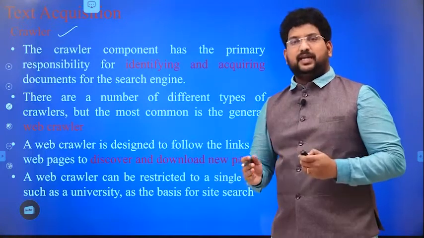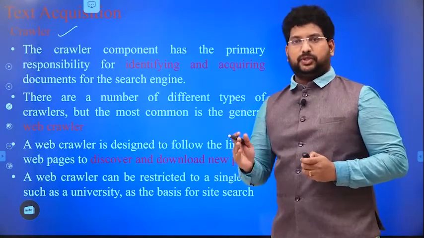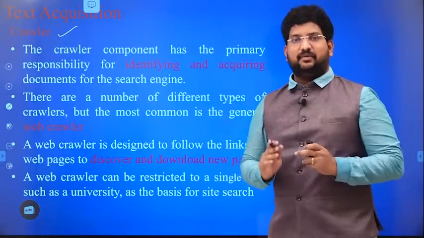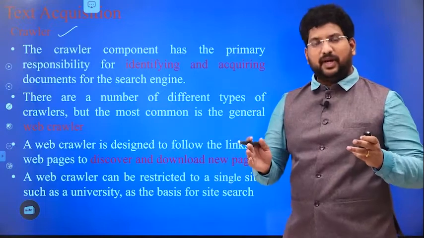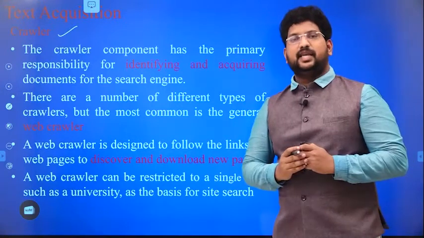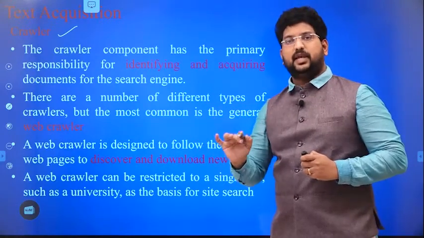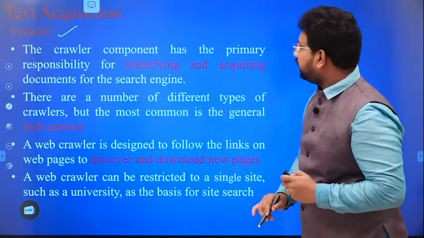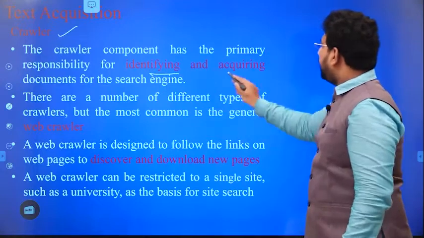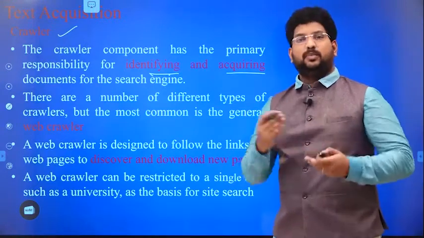Just now I told you that the crawler is also known as spider or bot. A spider can move from one place to another place in a scattered manner. The web consists of a huge collection of documents. Whenever the crawler is working, it is able to spread across the World Wide Web, and it is going to identify the documents which are stored in a scattered manner. The crawler component has the primary responsibility of identifying and acquiring documents for the search engine.